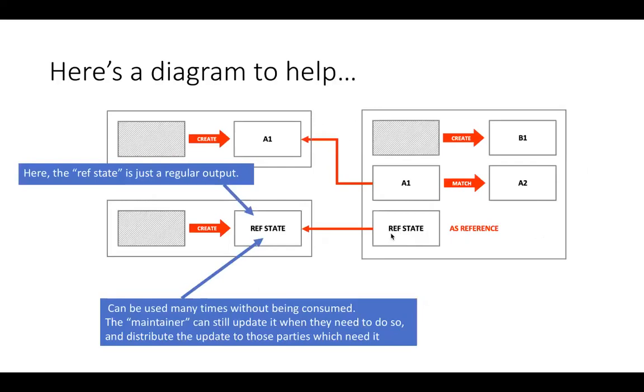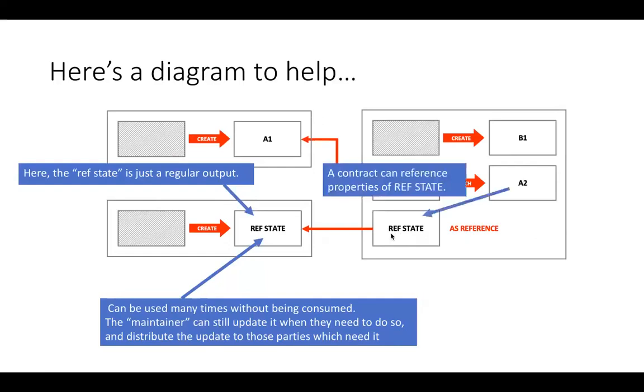So this reference state here, when we create it in the first transaction, there's just one version of it now. So we could have many, many transactions on the right-hand side, all referencing this output state, and it wouldn't be consumed at all, right? So that's really important to note. However, the maintainer or the updater of that output state, which is used as a reference state, can update it. And when they do update it, then they'll have to distribute the update to everybody such that they have the most recent version of it. Does that make sense so far?